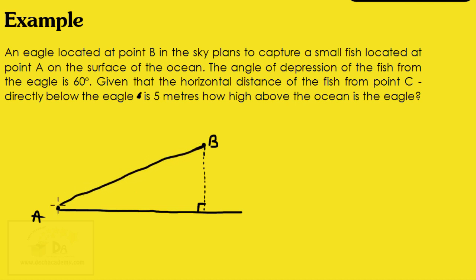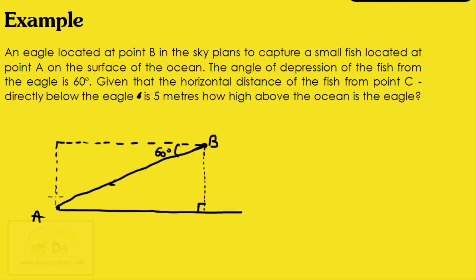This diagonal line here is the line of sight. An observer at B looking horizontally has this horizontal line of sight. The angle formed between this horizontal line of sight and the actual line of sight is the angle of depression of the fish at point A from B. So we're looking from B. This is the angle of depression, which I'm going to call theta. It's been given as 60 degrees, so we know the angle of depression.